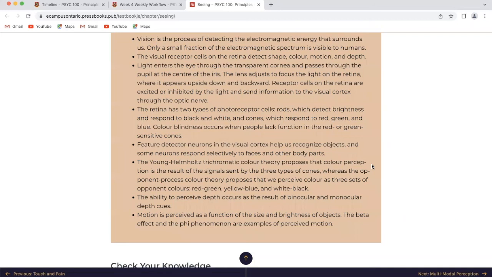The ability to perceive depth occurs as the result of binocular and monocular depth cues. Motion is perceived as a function of the size and brightness of objects. The beta effect and the phi phenomenon are examples of perceived motion.